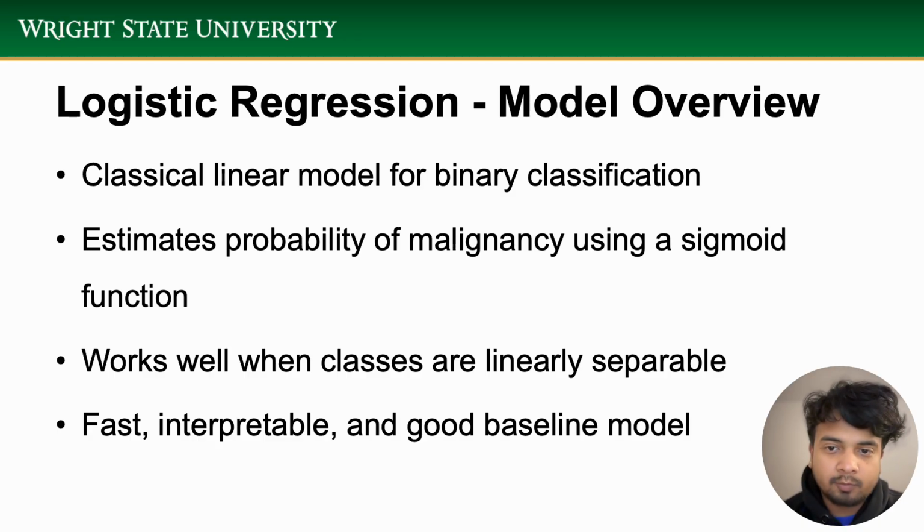This is a simple yet powerful linear model commonly used for binary classification. It works by estimating the probability that a tumor is malignant using a sigmoid function. Logistic regression is fast, easy to implement, and usually provides a strong baseline in medical classification problems like ours.